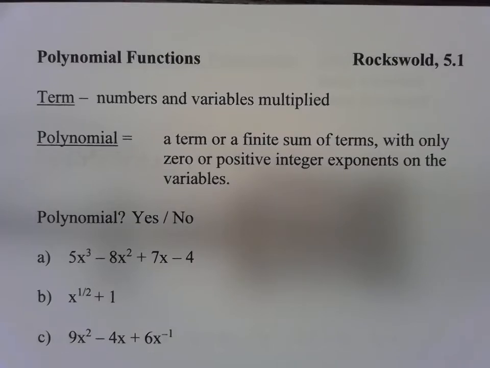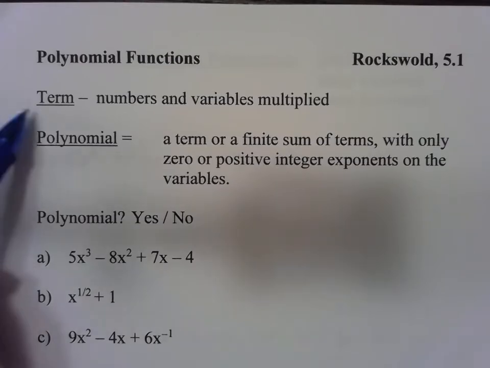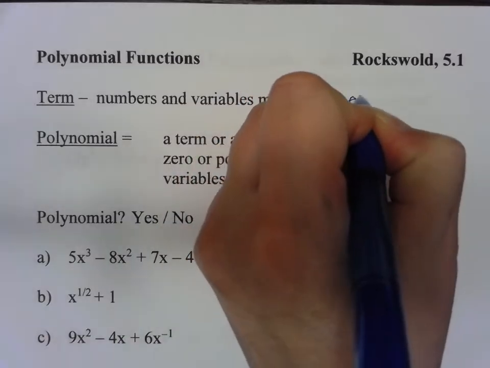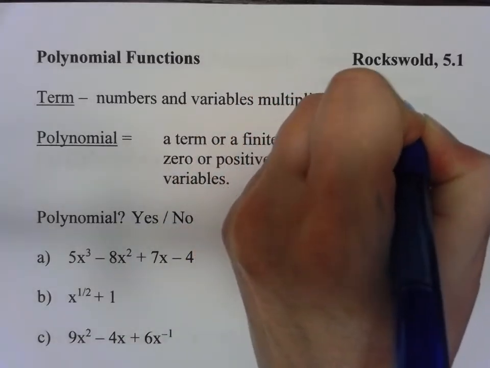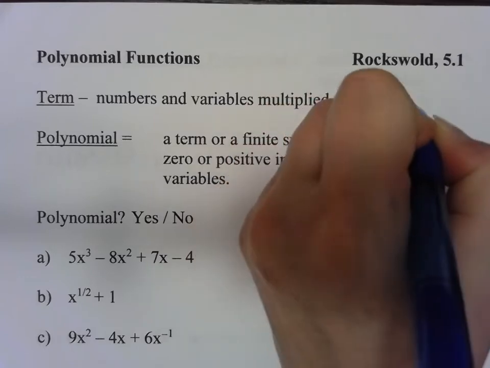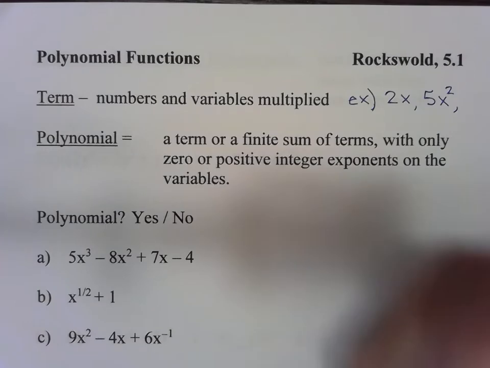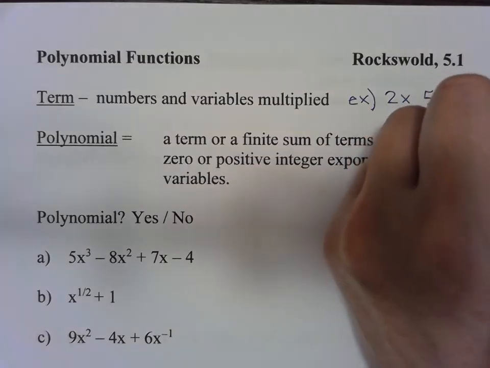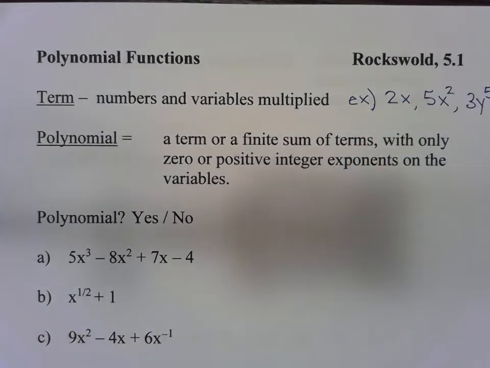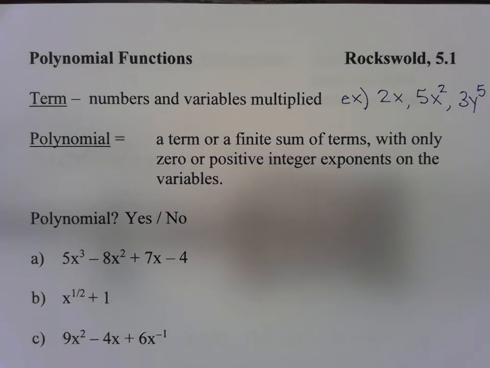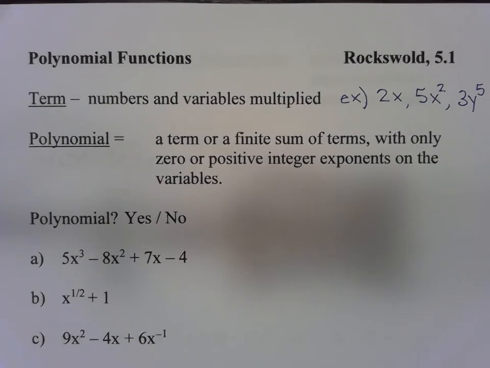To start off, we need some vocabulary. A term is defined to be something where we have numbers and variables multiplied. So some examples might be 2x or 5x squared or 3y to the fifth. Okay, so numbers and variables kind of multiplied together.